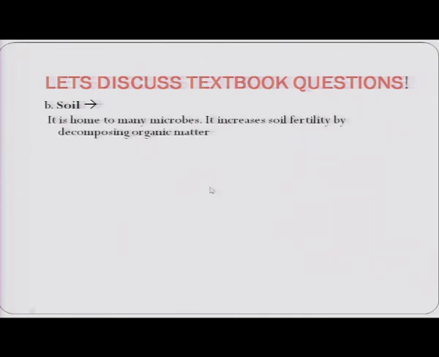Then soil is a home to many microorganisms, and these microorganisms increase the soil fertility by replenishing them and by recycling of the nutrients and the decomposition of organic matter to humus.